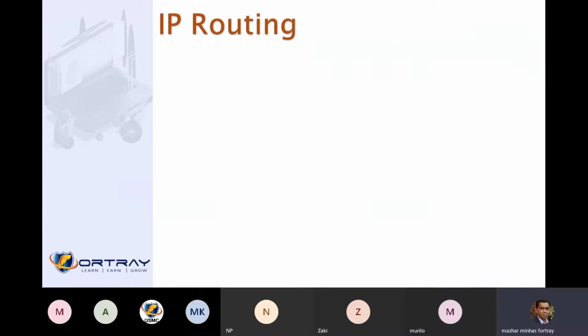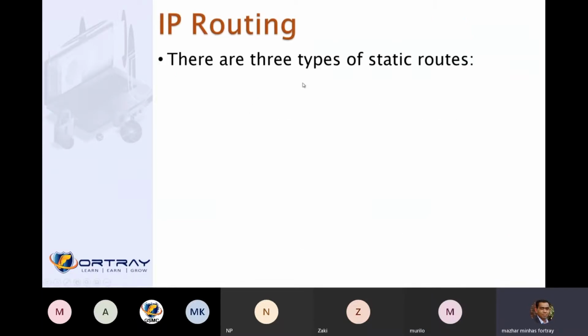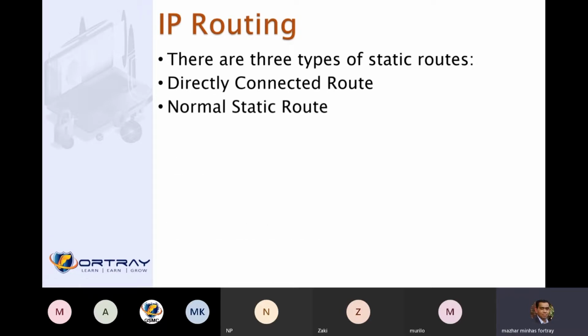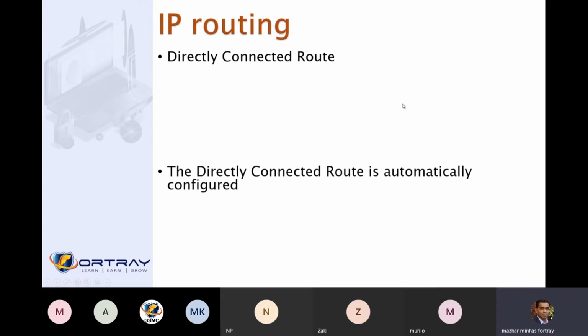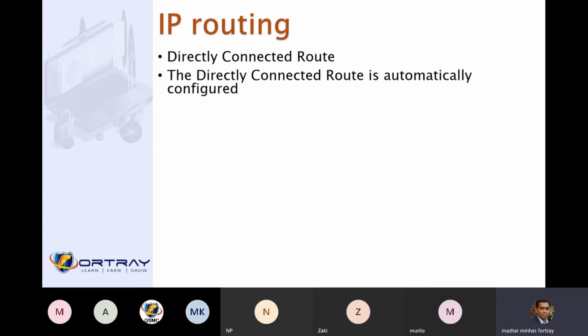From the static routing point of view, the firewall can support 3 types of routing: directly connected, static routes, and default routes. Sorry, directly connected is not static. You can configure a static route, and you can configure a default route on the firewall as well. The directly connected route is automatically configured.